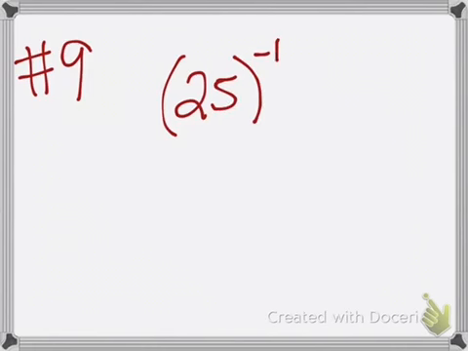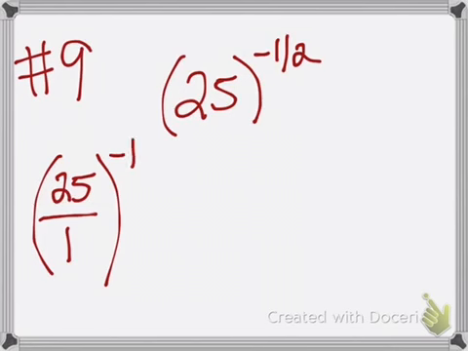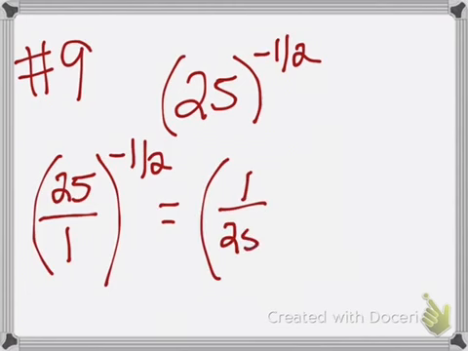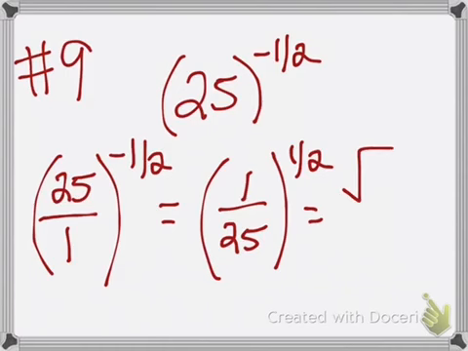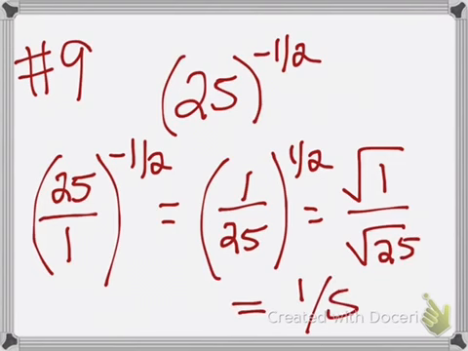Let's see. Number 9 is a good one, too. We have 25 raised to the -1/2 power. Well, let's use our fraction trick. Make 25 over 1, raise it to the -1/2. If we find the reciprocal and we flip, we've got 1 over 25 raised to the +1/2, which really just means square root of 1 over square root of 25, which equals 1 over 5. So the answer to number 9 is 1/5.